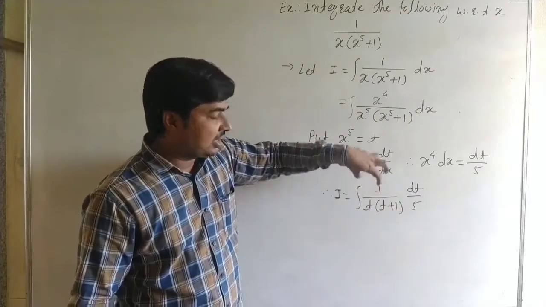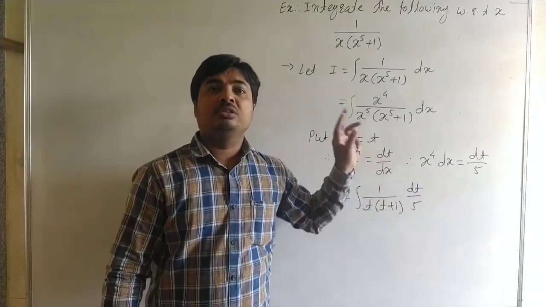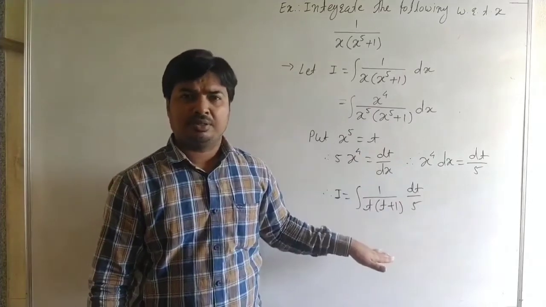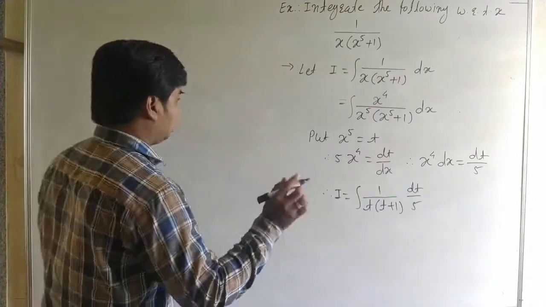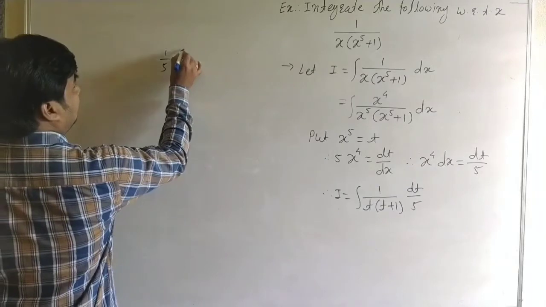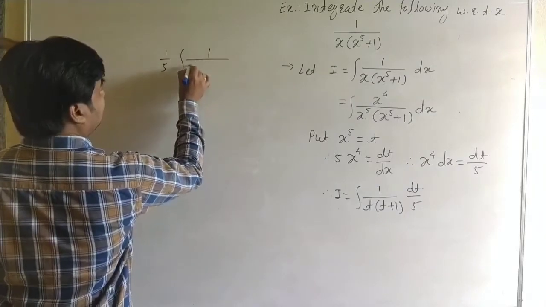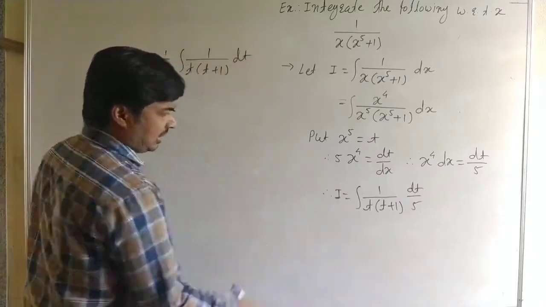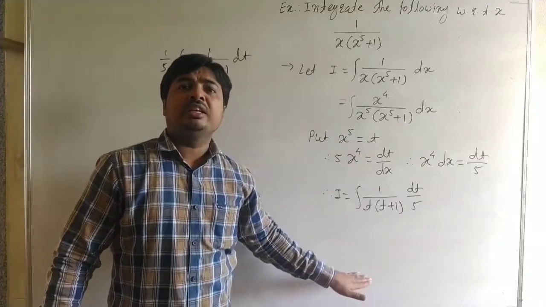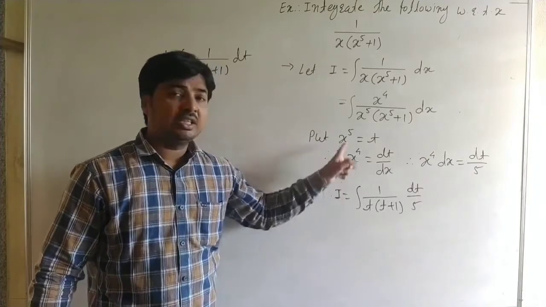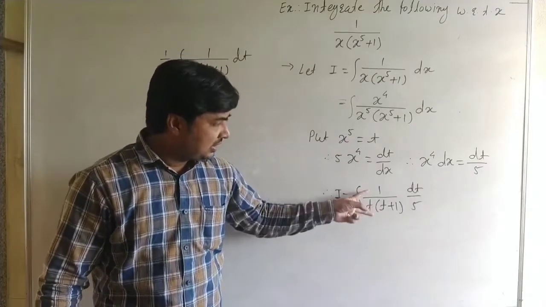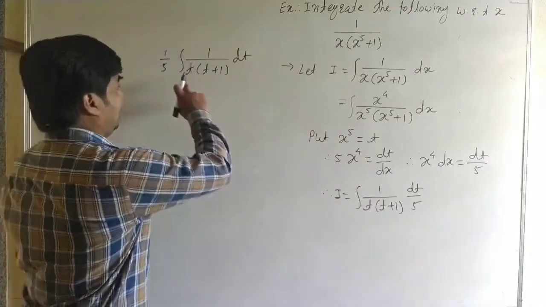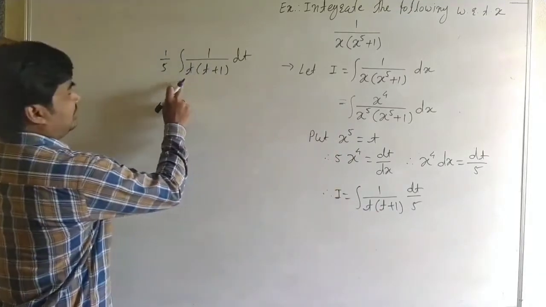Here this example can be solved by using 3 methods. First method, here we apply partial fractions. Second method, see carefully: here it is 1 by 5 into 1 upon t into (t plus 1) dt. Here we apply integration by partial fractions. But this example can be solved by another two methods. Here this integral can be written in this form.